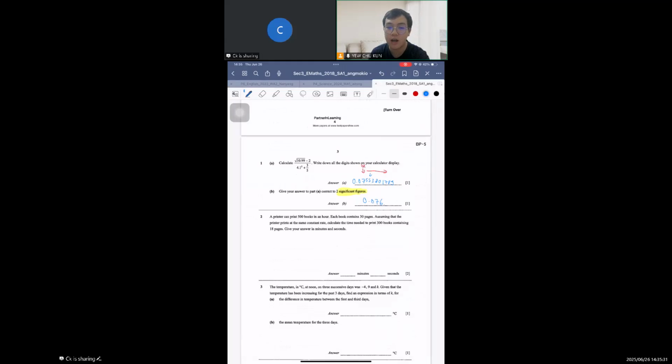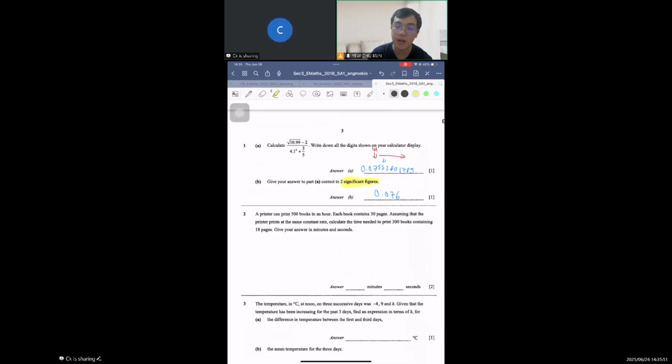So, how are we going to do this? Actually, I recommend students to always highlight the key points before you start to do the solution for the question. So we have 500 books in an hour. Each book contains 30 pages. Let's assume constant rate. And finally, what we need to calculate is the time needed to print 300 books containing 15 pages.